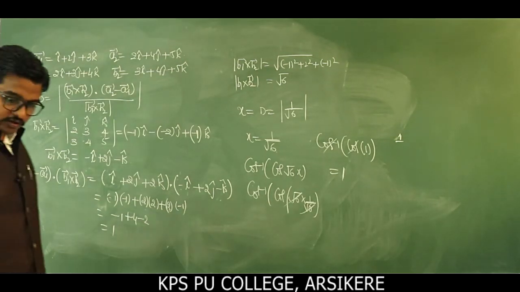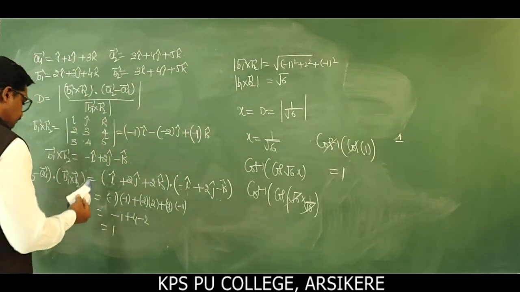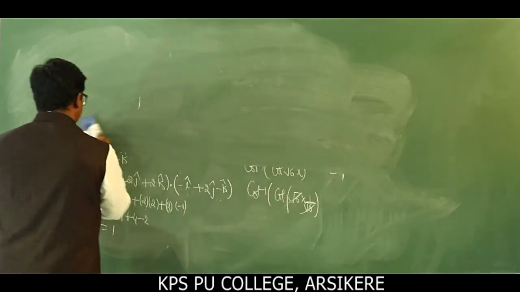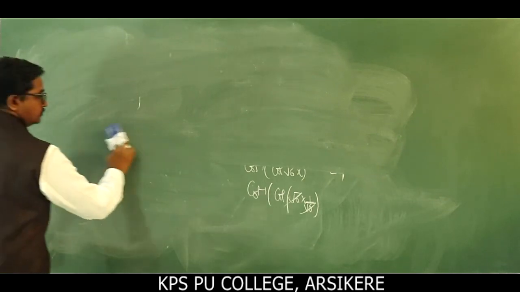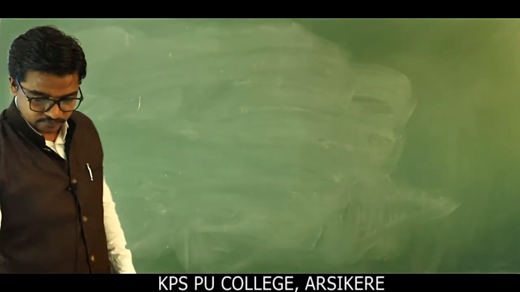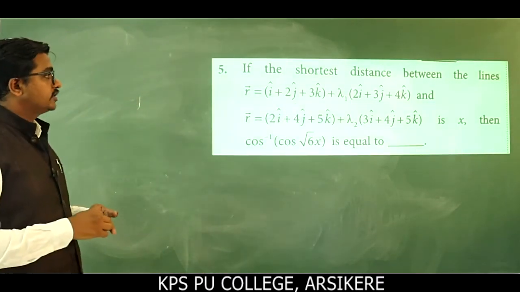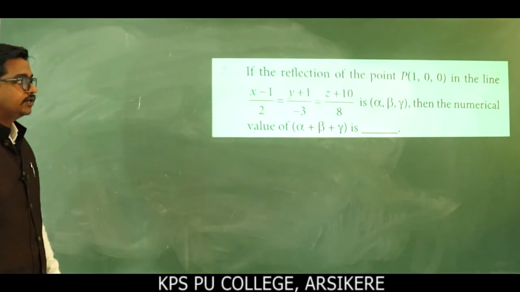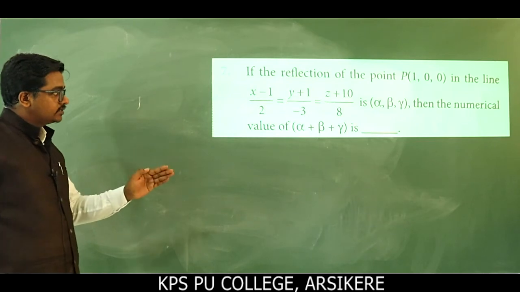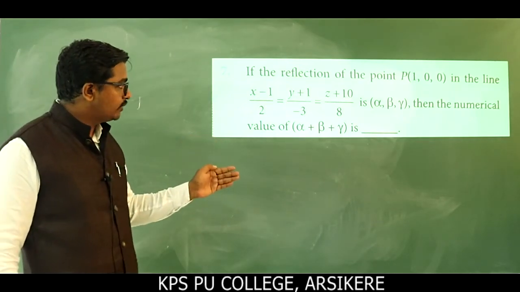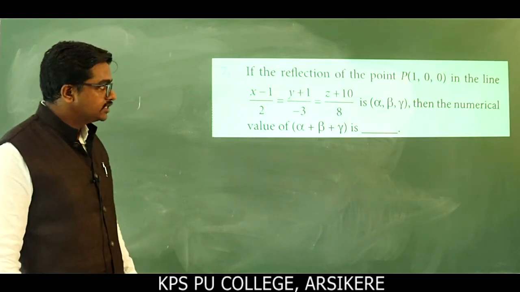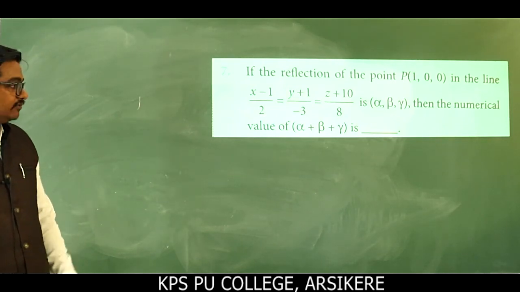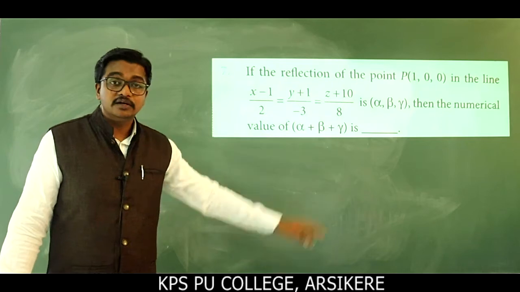Next, dear children, we are moving to the next question. This question is over, and the next question: if the reflection of the point P of 1, 0, 0 in the line x minus 1 divided by 2 is equal to y plus 1 divided by minus 3 is equal to z plus 10 divided by 8 is alpha, beta, gamma, then the numerical value of alpha plus beta plus gamma is. We need to find the sum of alpha plus beta plus gamma.